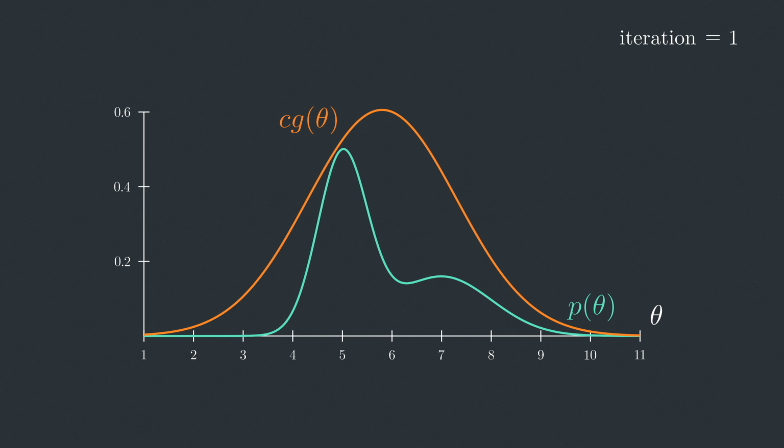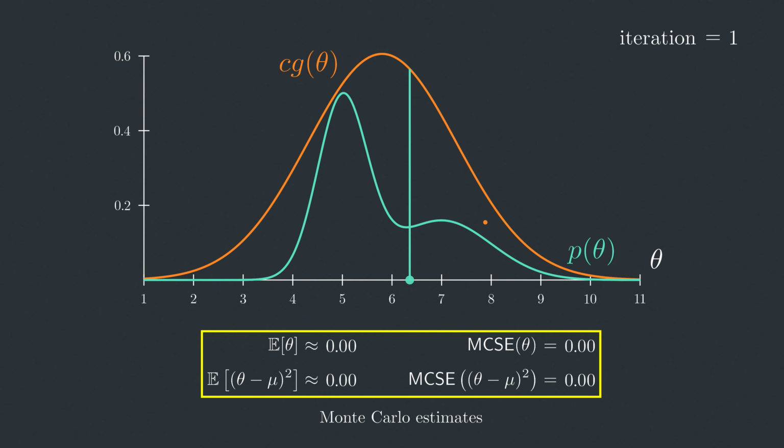To generate samples, first propose a value by sampling from G, then sample a uniform random variable between 0 and the value of the scaled proposal at this point. If the value of this uniform sample is less than or equal to P of X, keep the sample, otherwise reject it. We can repeat this process until the Monte Carlo standard error of our estimate is small enough for our needs.